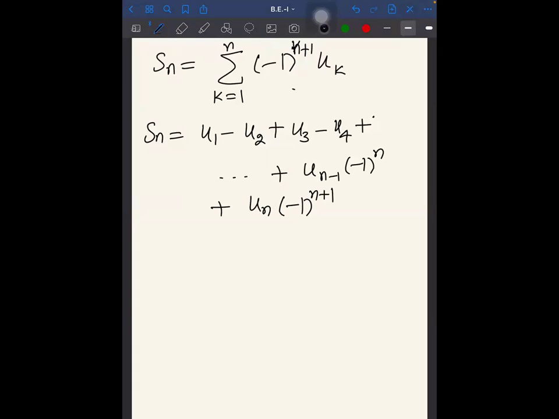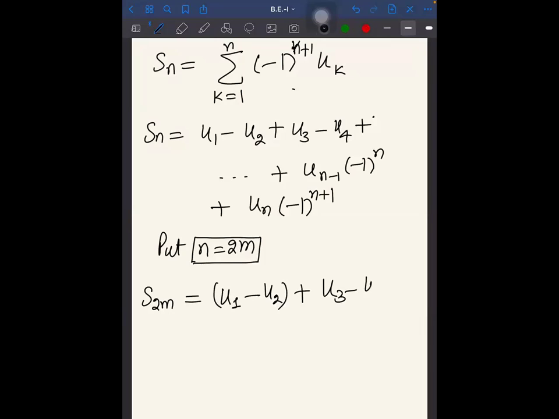Let's see how things will work. Suppose I'm taking a specific case, putting n equal to 2m. That means I'm taking an even number of terms, right? So how will it work? S_2m would be u1 minus u2, then u3 minus u4, then u5 minus u6, and so on. You want to go up to the 2m terms. So the term previous to the last one would be just the previous one, u_(2m-1), and then minus u_2m.